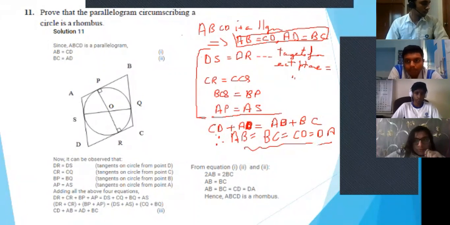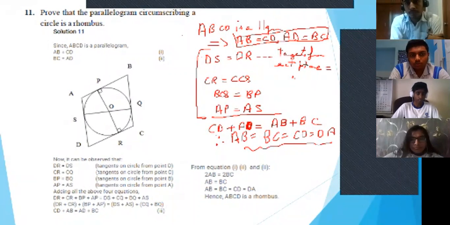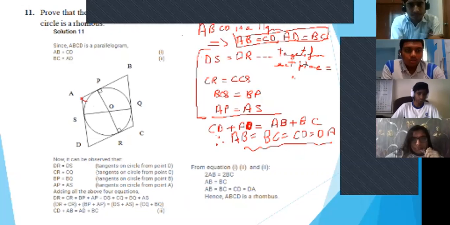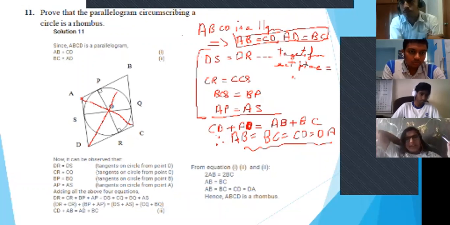I'll try out the other one that Gautam said, right Gautam? About that, I'll check it. But Gautam, 1 minute. No problem here. I'll just check this out. Gautam, you said we will join here to here, right? And then here to here. Then what, Gautam?